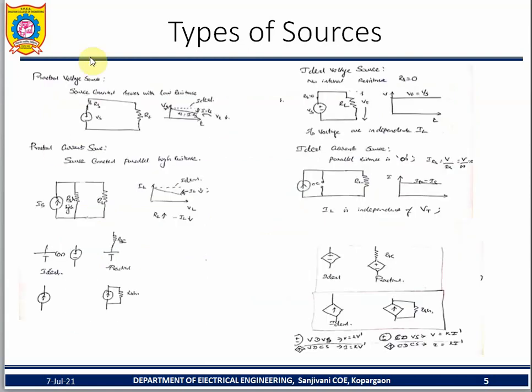Here, practical source and ideal source: what is the difference? First, the voltage source. A voltage source is denoted with plus and minus. A current source is denoted with an arrow mark. See here, this is a current source, and this is a voltage source. A voltage source may be denoted like this, or as a circle with plus and minus.